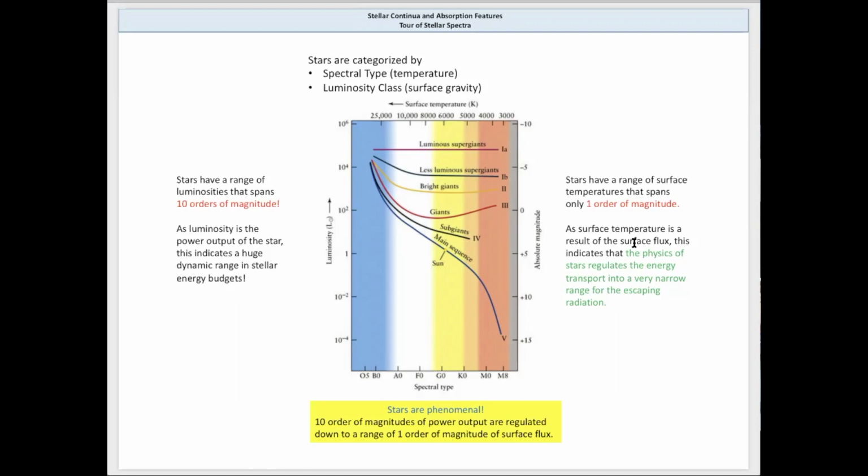And this is all telling you about the physics of stars right here. I mean, forget taking a spectrum. The HR diagram has just told you volumes about how stars work. Bingo, right off the bat. So all these clues. Okay.